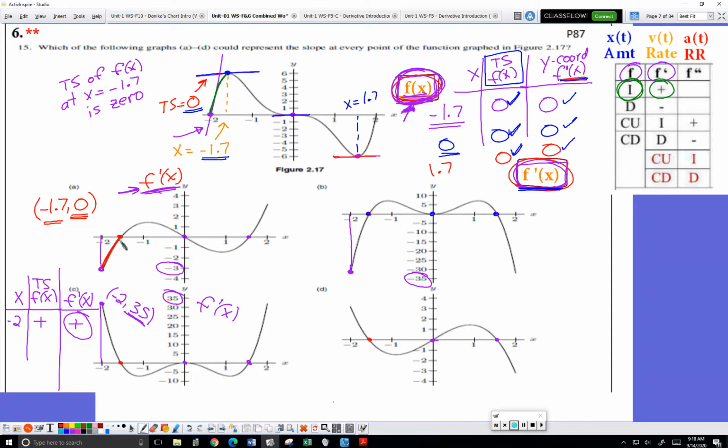Because on this interval from negative 2 to negative 1.7 on f, the y-coordinates are going up. Therefore on f prime, the y-coordinates must be positive. These are negative. This is definitely wrong. Same thing here. These are okay. Positive y-coordinates. So that one still works. Positive y-coordinates. Question. Cool. So we're down to two choices.